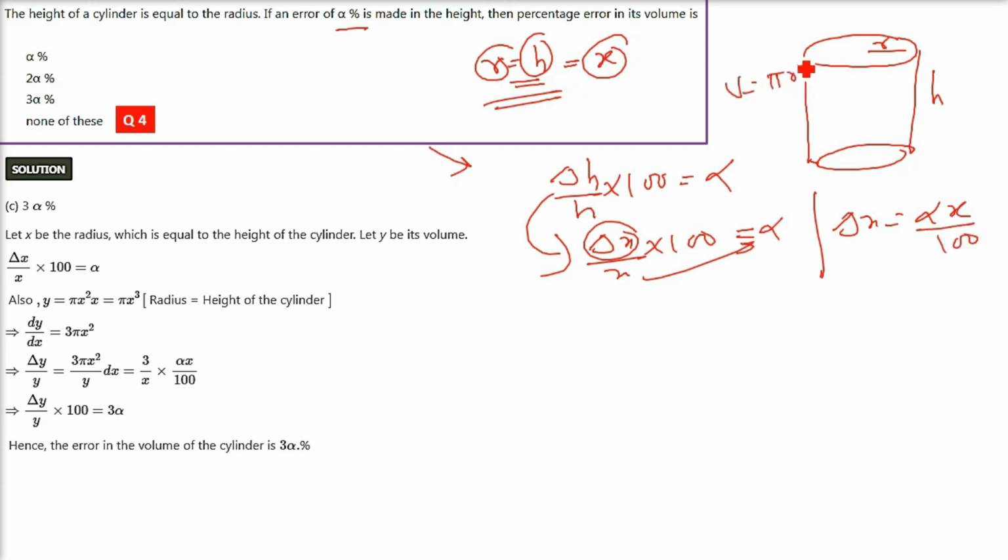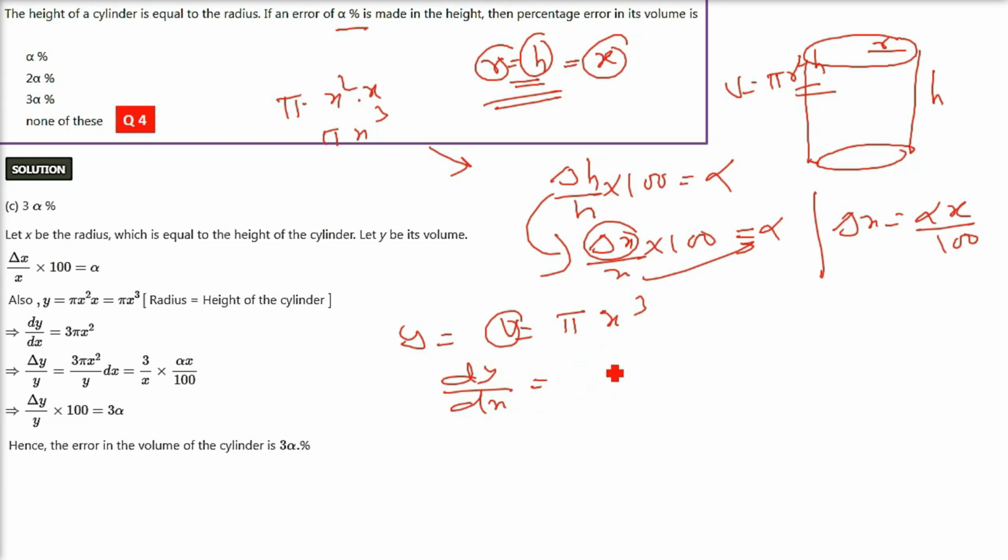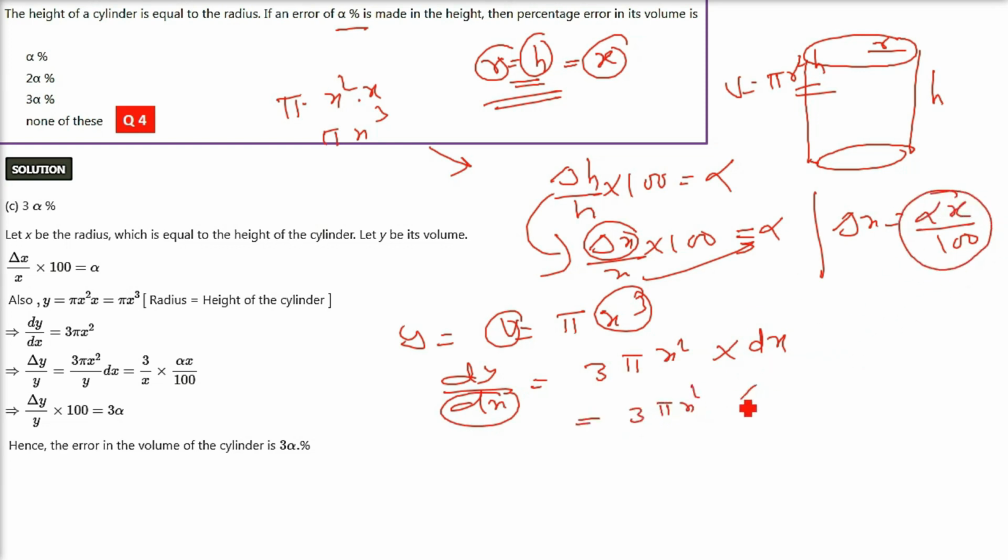Now we have the volume, which is pi r square h. Volume, let me call volume as y. Since we have taken radius as x, height will also be x, so it will be pi x cube, because x square into x, so volume is pi x cube. Let us call it as y. dy by dx, let us differentiate it. X cube will be 3x square, so you'll get 3 pi x square as the derivative. dx goes on the right, and that can be taken from what we have just computed initially, that is alpha x by 100. 3 pi x square into alpha x by 100.